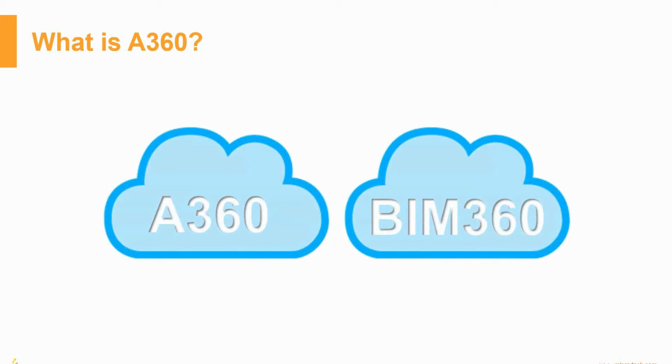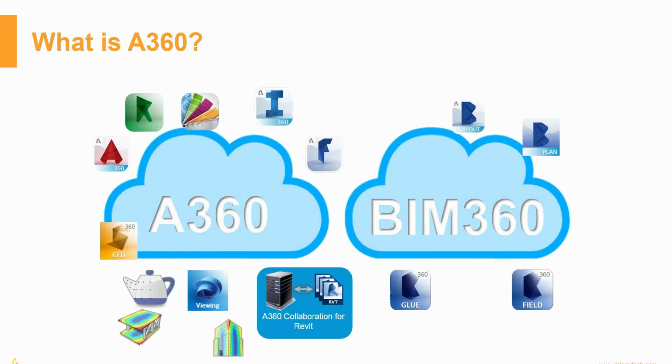Overall for 360, we're focusing on two different things: A360, which is more for the design side, and BIM 360, which is more for the actual construction side, for doing collaboration and coordination in construction, field management. When we look at the different applications for this, we can see that there's a lot more on the design side. So we've got things like AutoCAD 360, InfraWorks, FormIt, rendering, CFD, structural analysis, and A360 collaboration for Revit, which is where we're going to be focusing today.